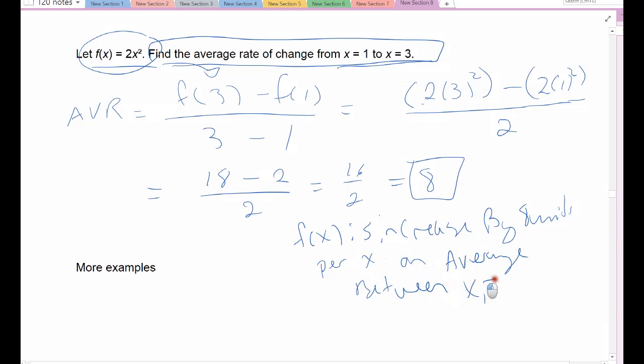between 1 and 3. Just between those, if I pick different values, I'd get a different answer. So between x equals 1 and x equals 3, the function's increasing on average by 8. At different parts of it, it might be increasing faster or slower, I don't know, but all I know is the average is 8.